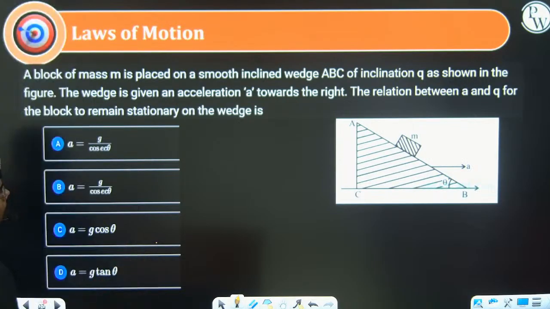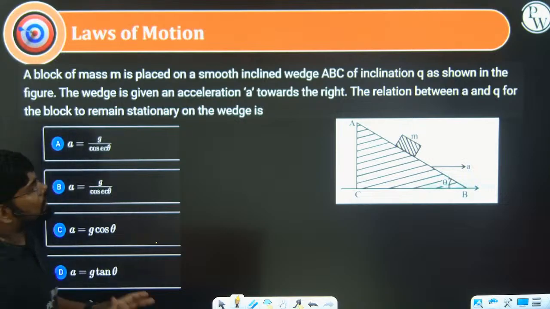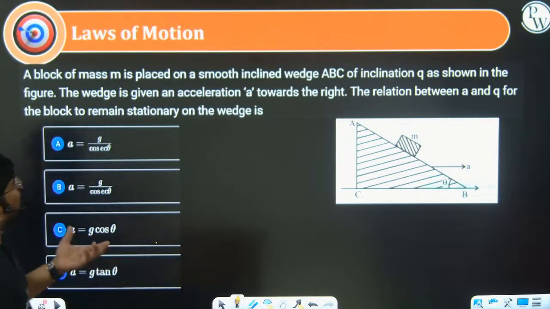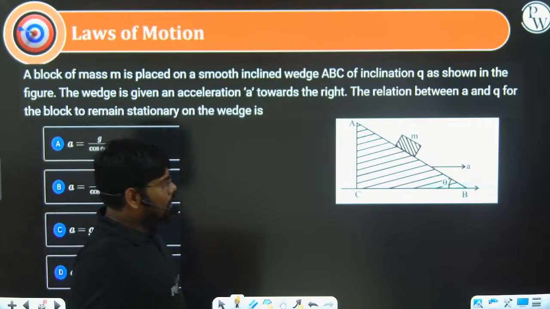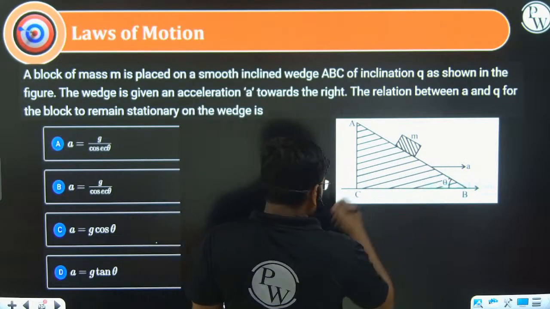Okay. So a block of mass m, again we'll just conclude with this. The thing we have here is a block of mass m placed on a smooth incline. And the wedge is accelerating so that the block should remain at rest. Why is it remaining at rest with respect to the wedge?